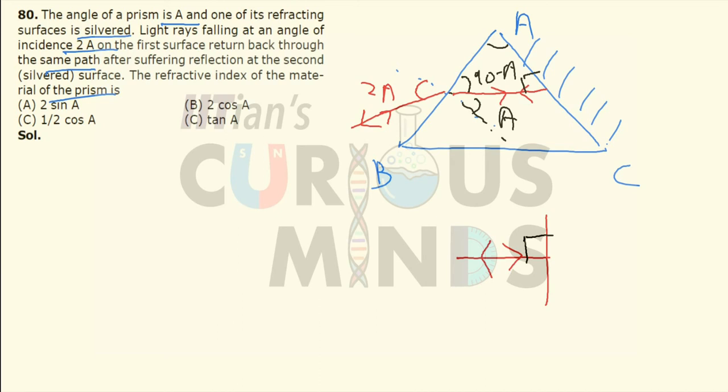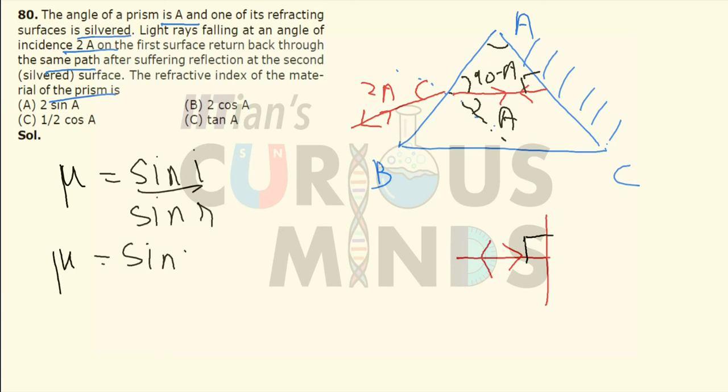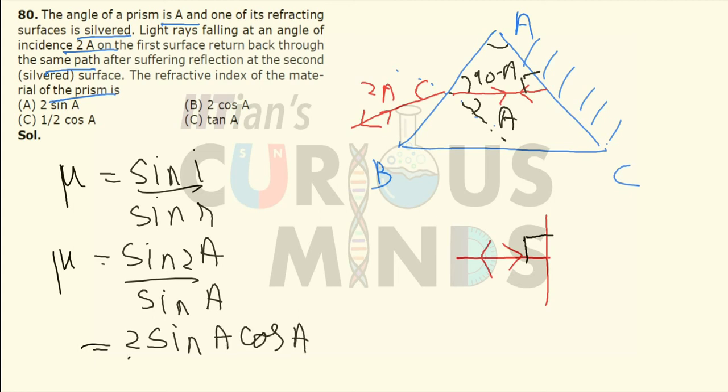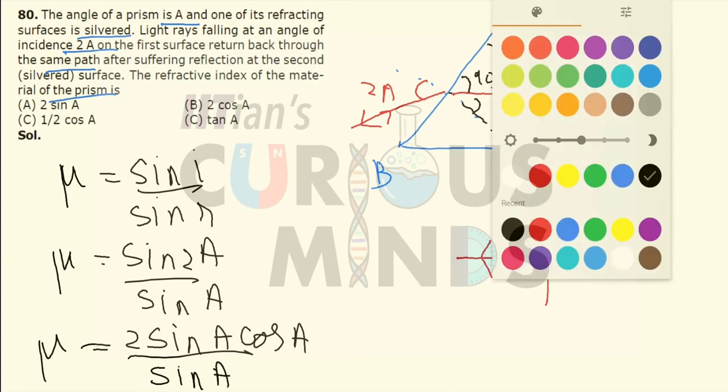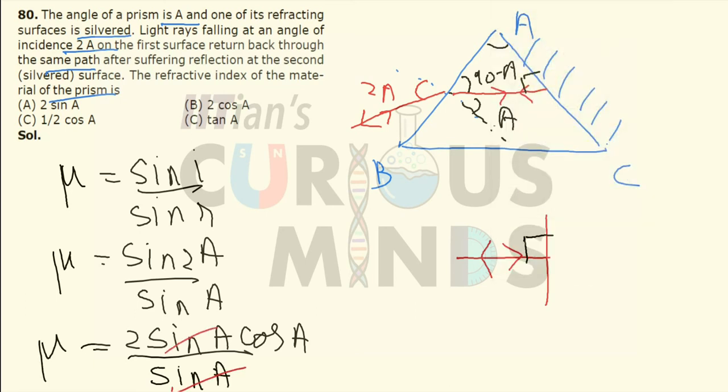We have to find out the refractive index. Refractive index over here will be equal to sin i divided by sin r, which is mu, equal to sin 2A divided by sin A. So sin 2A will be equal to 2 sin A cos A, divided by sin A, is equal to mu. So basically over here sin A will get cancelled out. So the refractive index will be equal to 2 cos A, which is option number B.